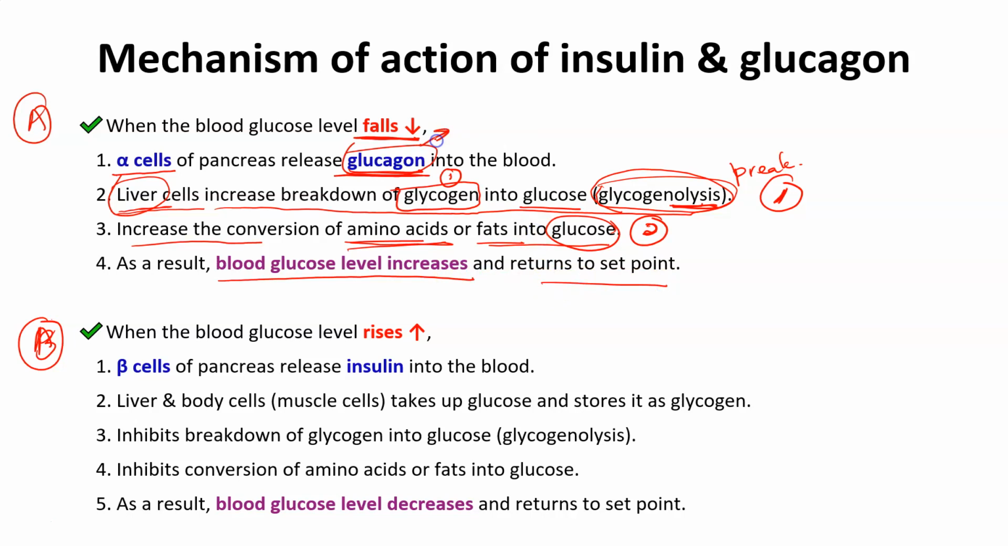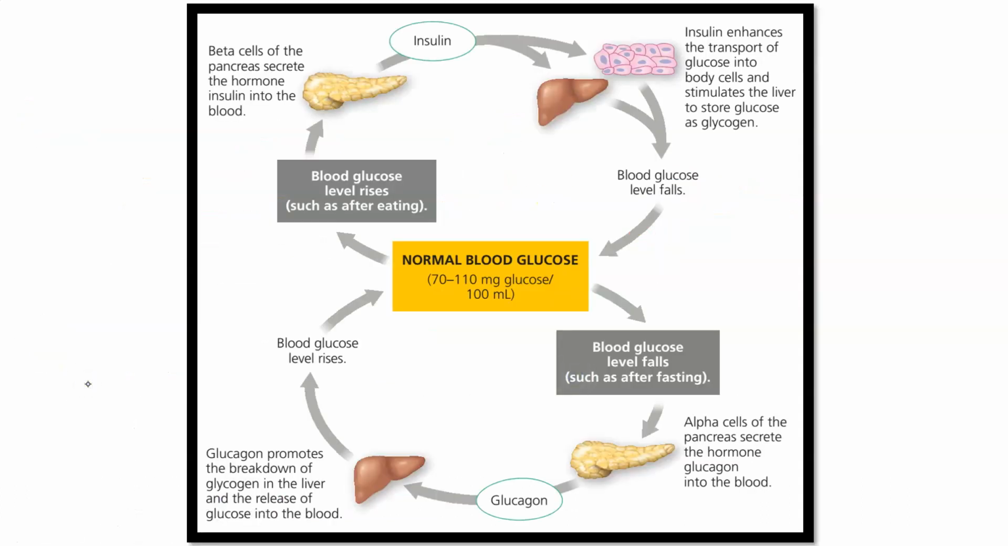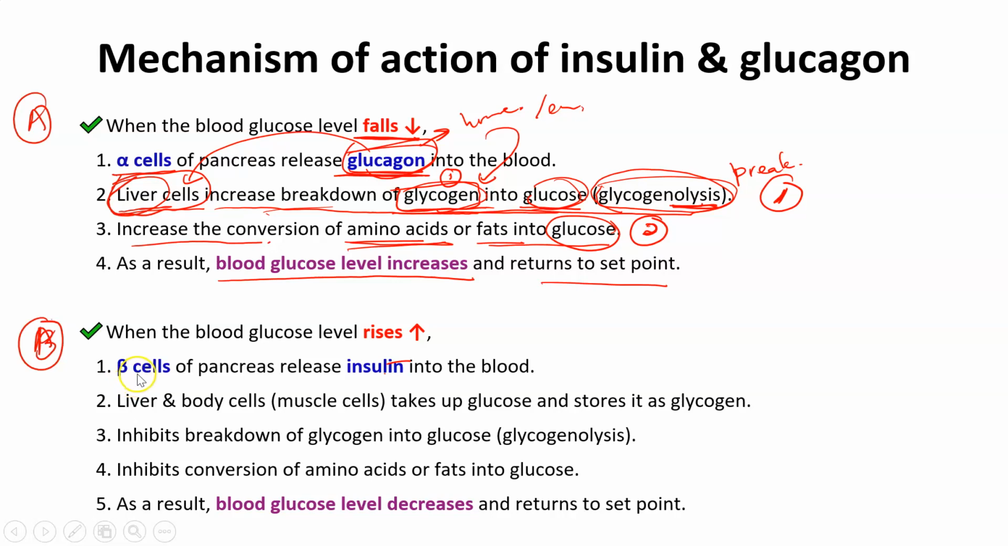But remember, glucagon is a hormone. It is not an enzyme. It is not glucagon that breaks glycogen into glucose. Glucagon is the hormone that instructs the liver cell to undergo the reactions that break glycogen into glucose. It is the function of the hormone to instruct the liver cell to undergo these two reactions: convert glycogen into glucose and also convert amino acid and fat into glucose.